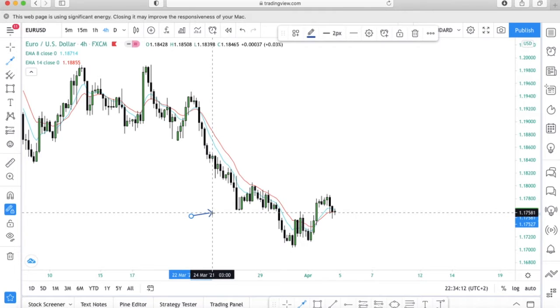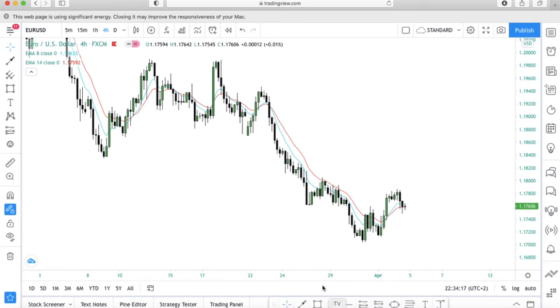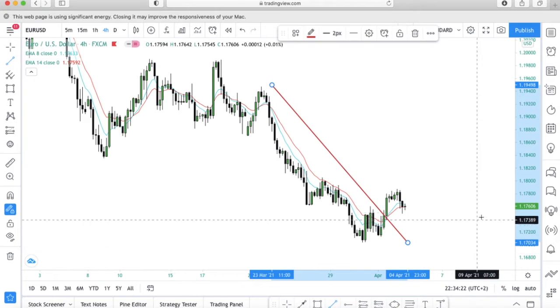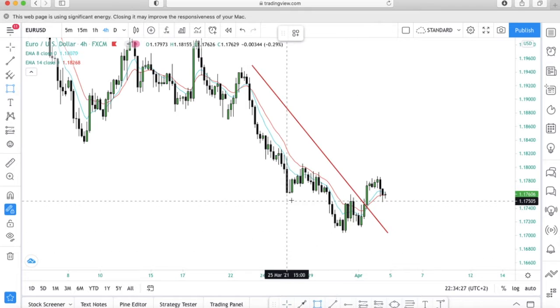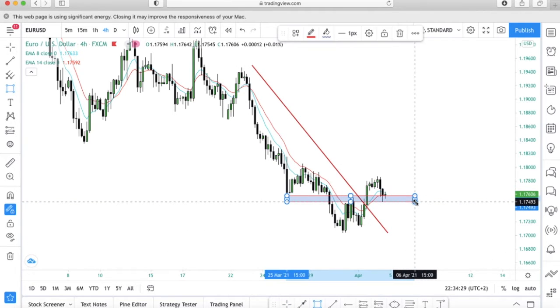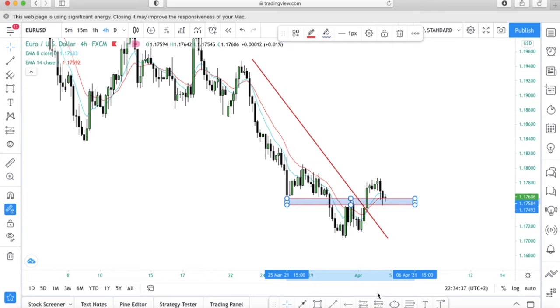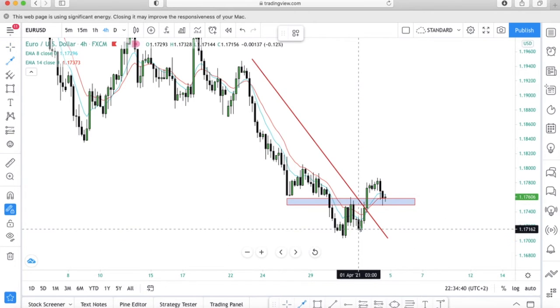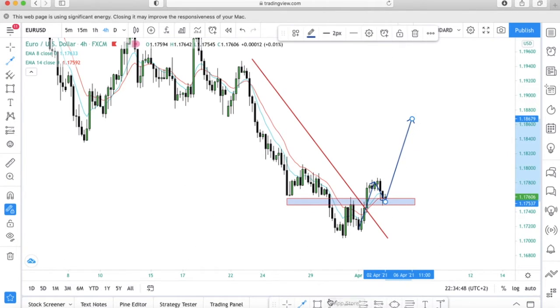Okay, so when we look at the Euro USD, again over here, as we saw last week, price was moving down. Price then created an area here of support and resistance. It has come back to retest that area over here. So what I am expecting, because price pushed up here and came down to retest here, is for price to continue up.